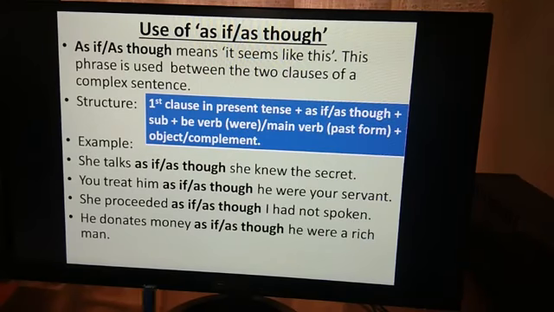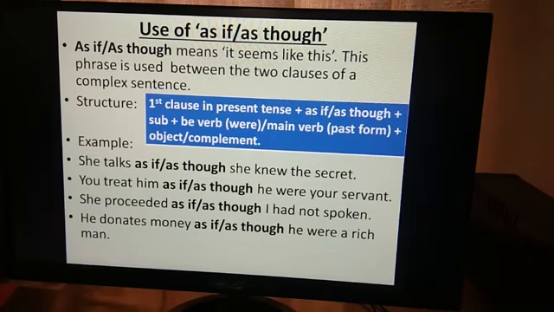Next, he donates money. Here we also use present tense. He donates money, first clause in present tense, then as if or as though. Then comes he were. The be verb were is used here. A rich man, complement. He donates money as if or as though he were a rich man.